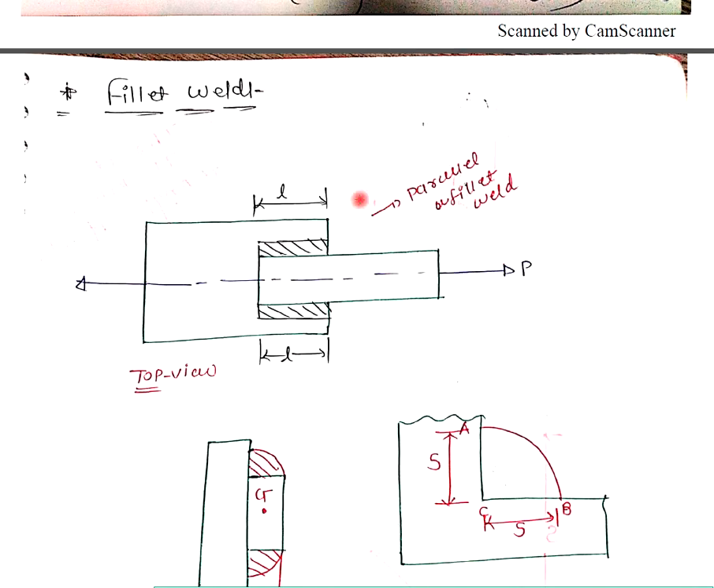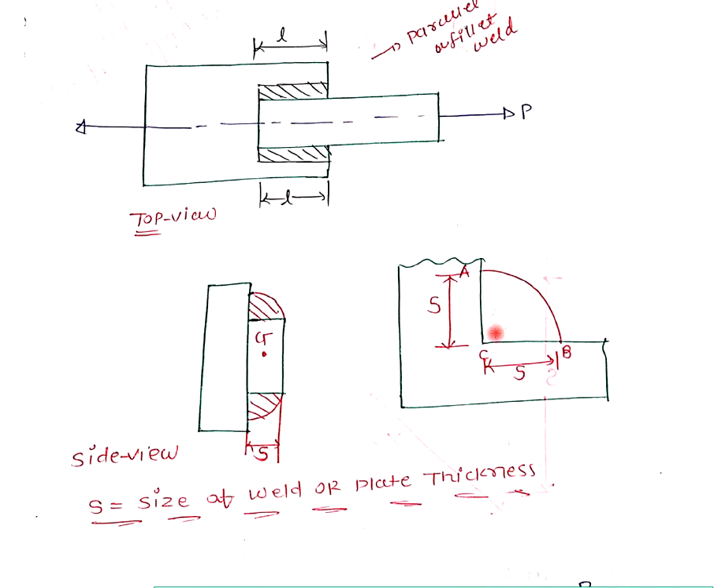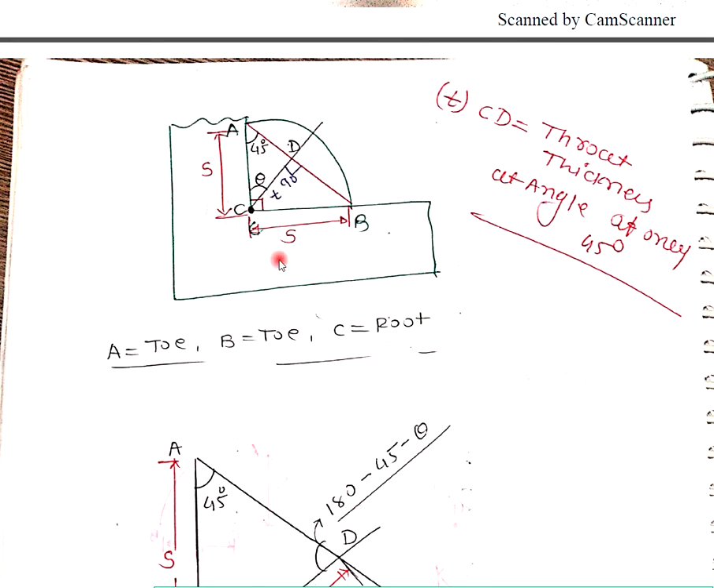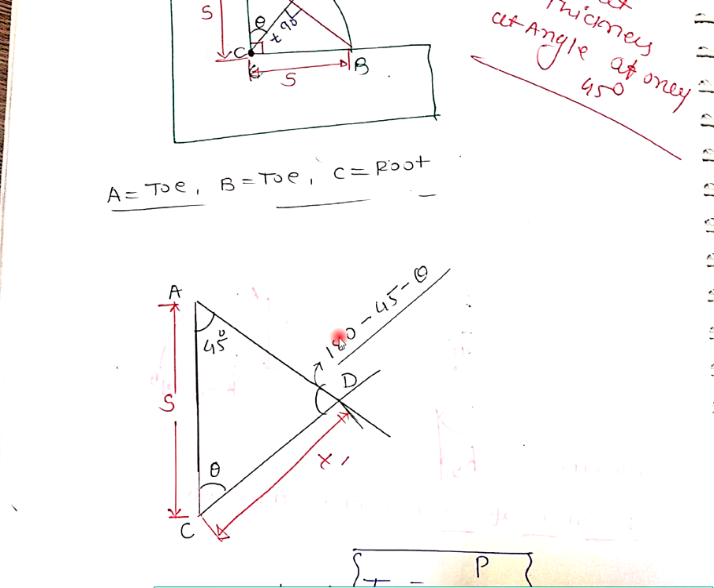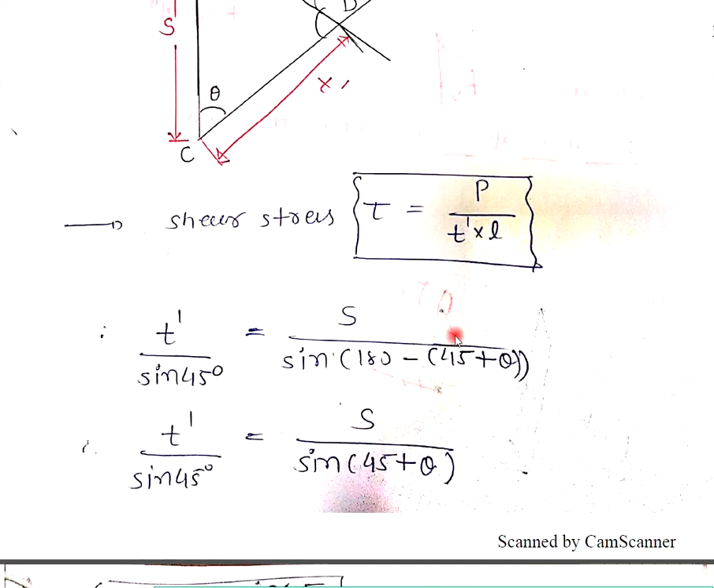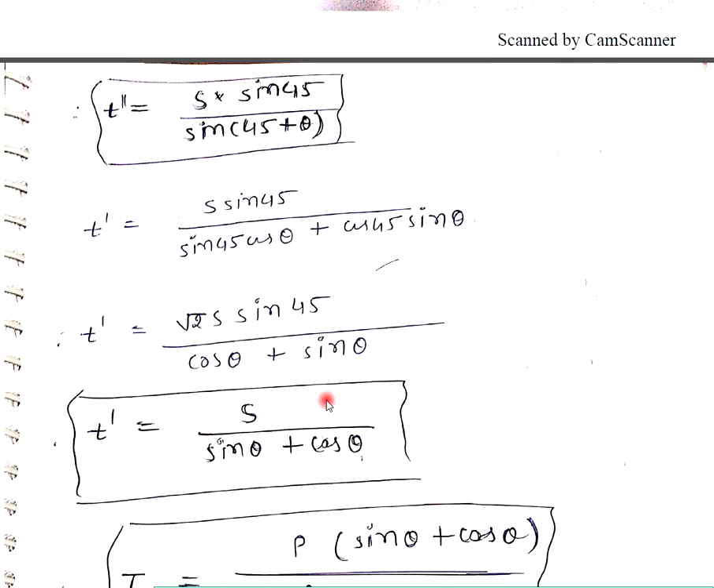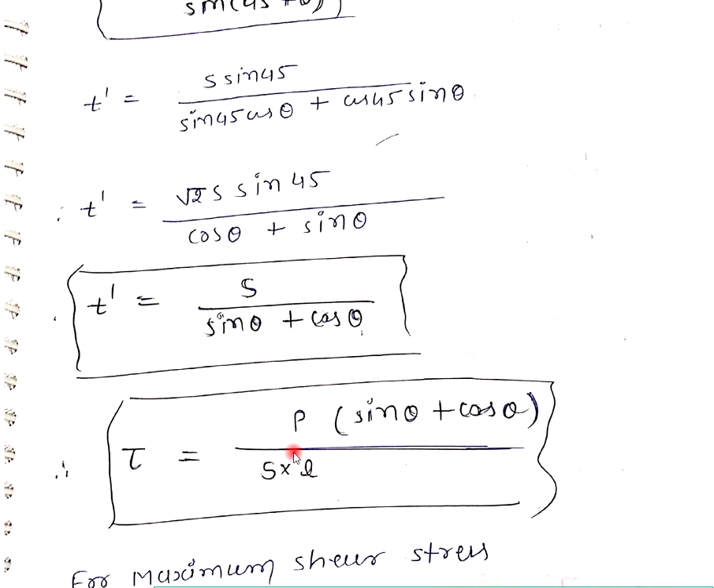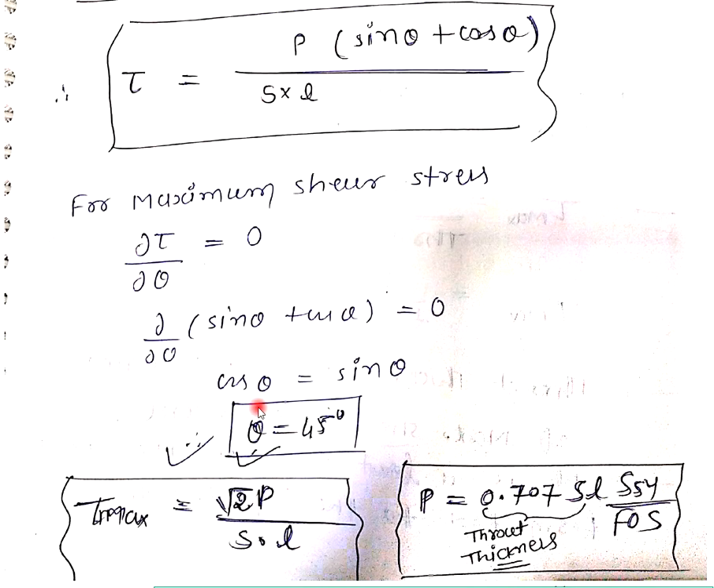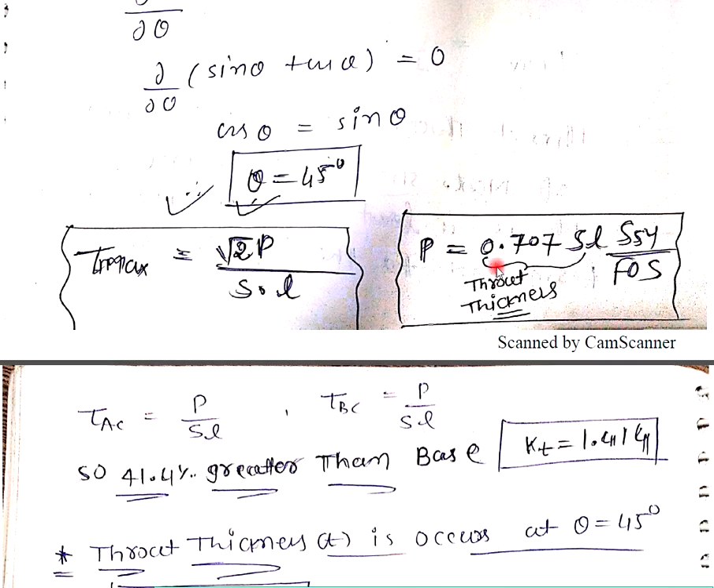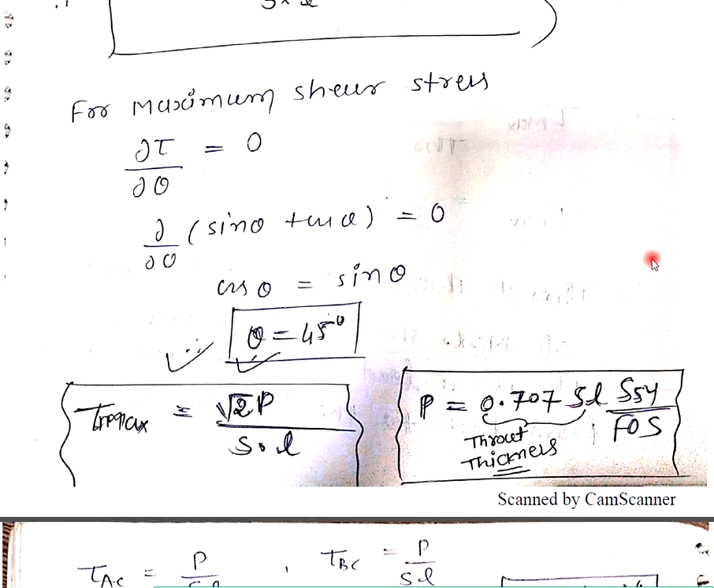For the fillet weld, we know the size of the weld, but we have to find out the least thickness where the maximum shear stress is generated. For that, we considered one analysis. In the analysis, we have to find this theta for the throat, and we came to the equation that throat is equal to S upon sin theta plus cos theta, and we put the equation into the shear stress equation. So for maximum shear stress, we took the differentiation, and that will be P is equal to 0.707 SL SSY upon FOS.